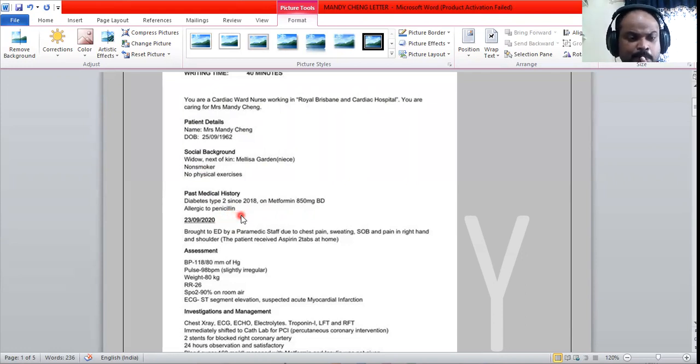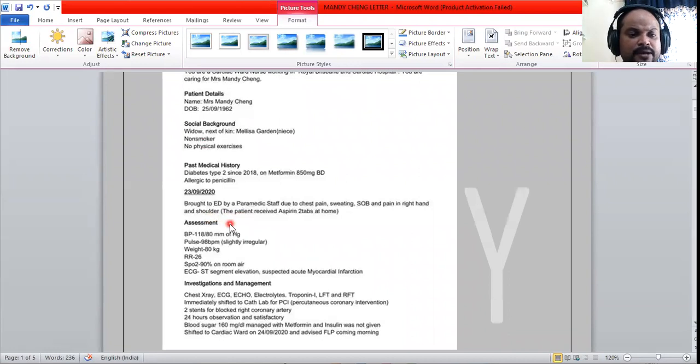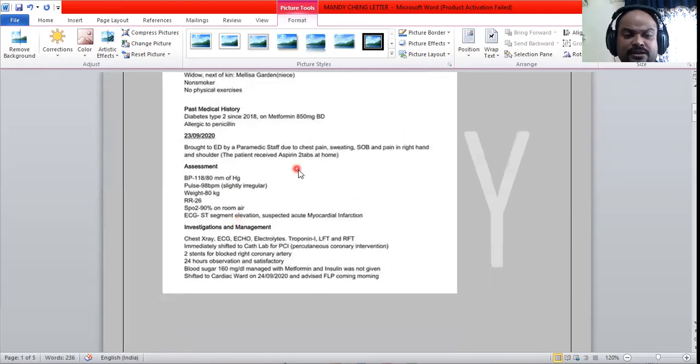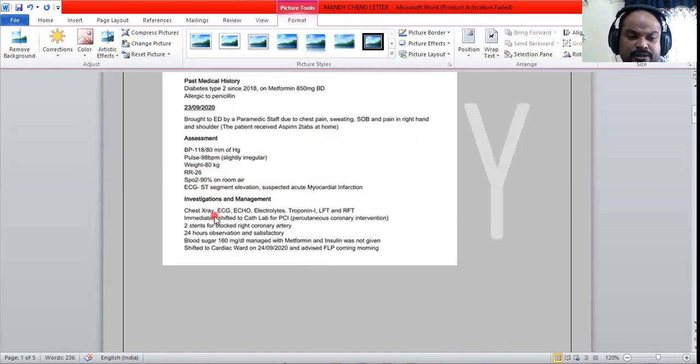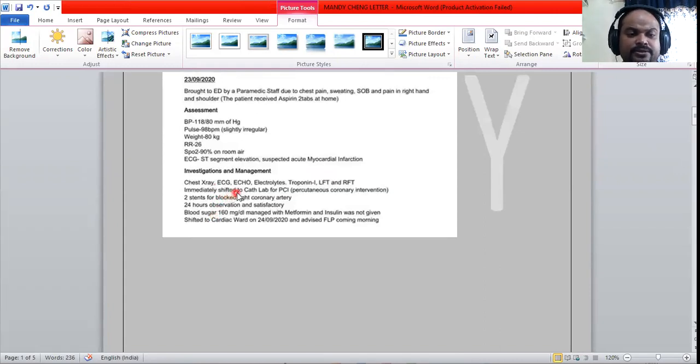So this is something we have written here. Now she was brought to the emergency department by the paramedical staff due to chest pain, sweating, shortness of breath and pain. And immediately she received aspirin 2 tablets at home. Now blood pressure 118/80, pulse, all these things are there. Investigations, X-ray, ECG, echo, all these things are there.